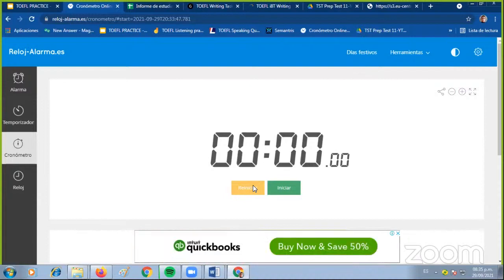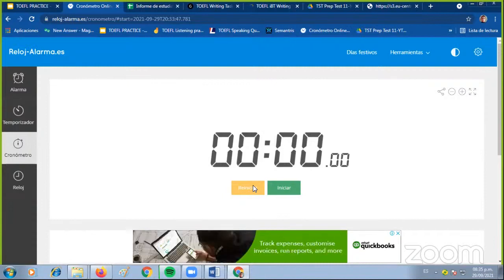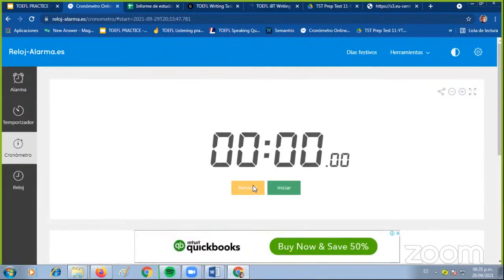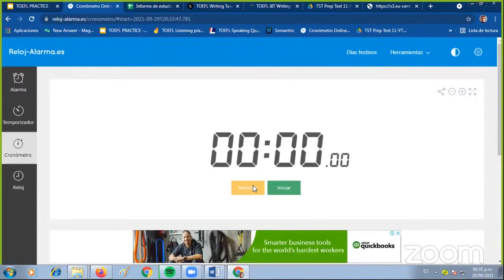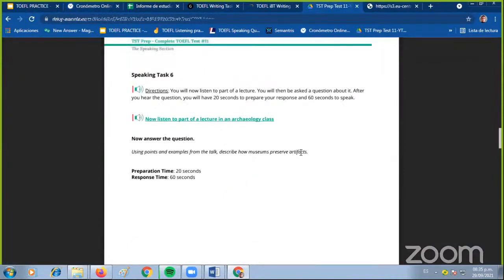Good job. Good introductory sentence, okay? Maybe the concluding sentence was really short. You can improve on that. So please do it, okay? Organize your ideas. Consider the question, okay? What is the question? Describe how museums preserve artifacts. That's the main point you have to consider.